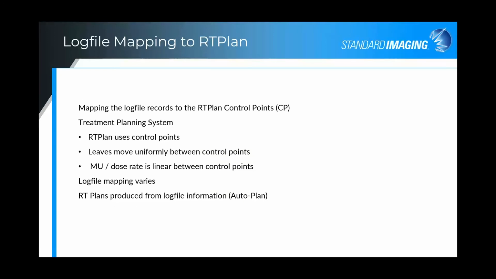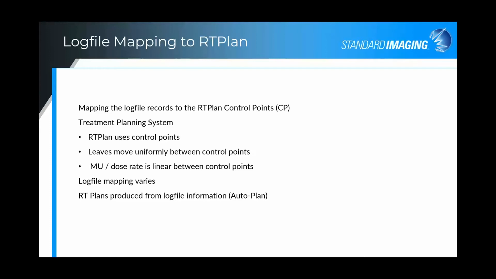And so we've determined that we can use the log files to generate a fluence map, but it takes quite a bit of logic and consideration to map those log file records to the RT plan control points. In the treatment planning system, as you're all familiar, the RT plan uses control points and specifies the leaf positions and the monitor unit at particular control points. But between those control points, what's really going on? The log files open up that area and allow the physicist to see what is actually going on.